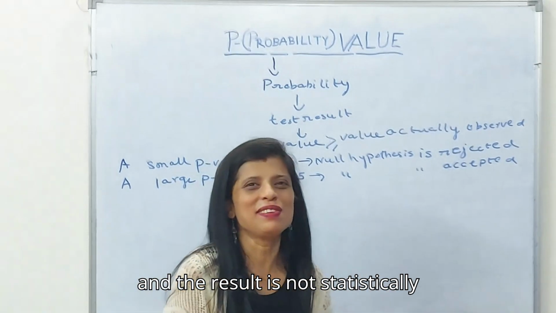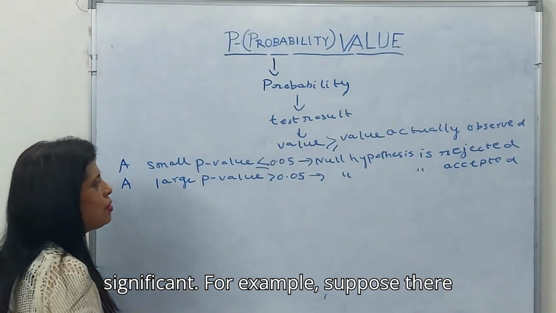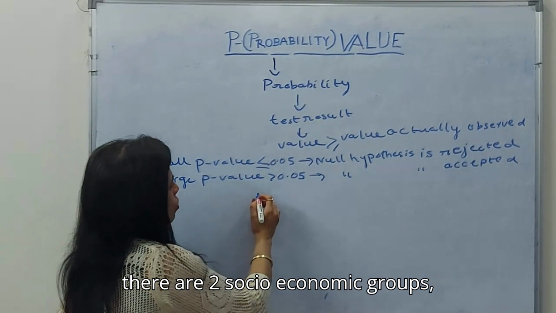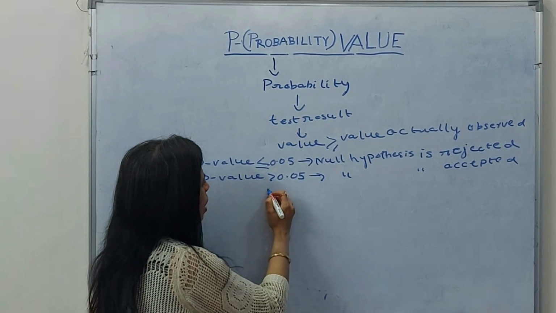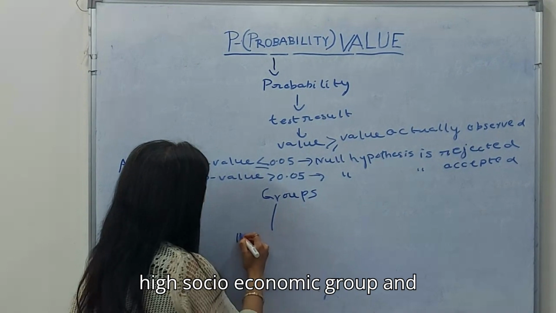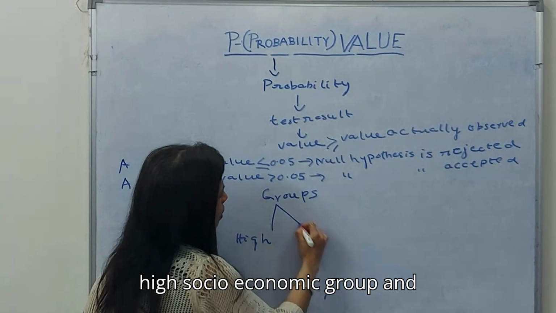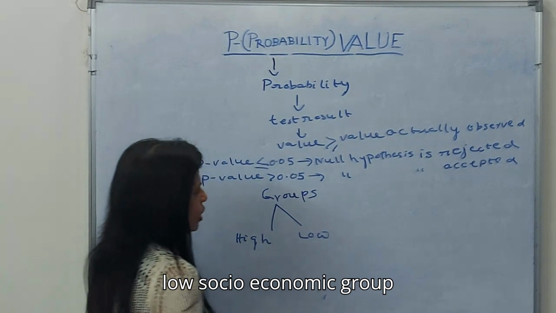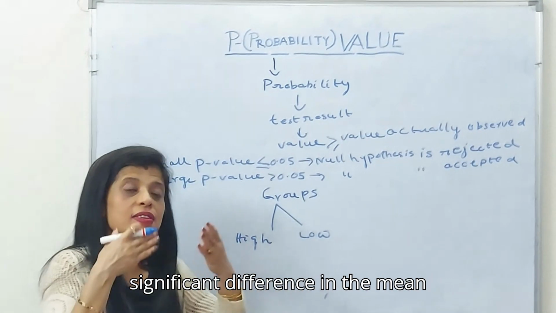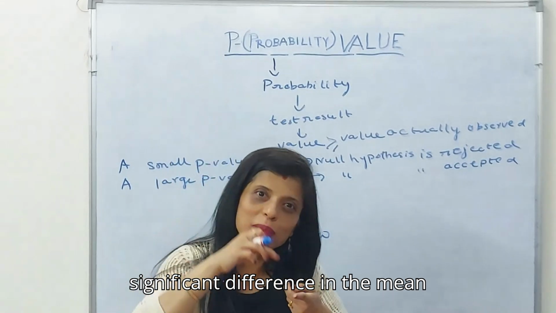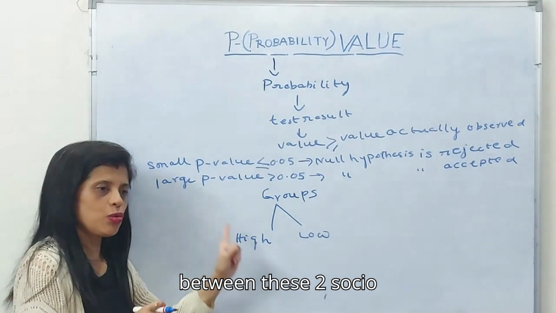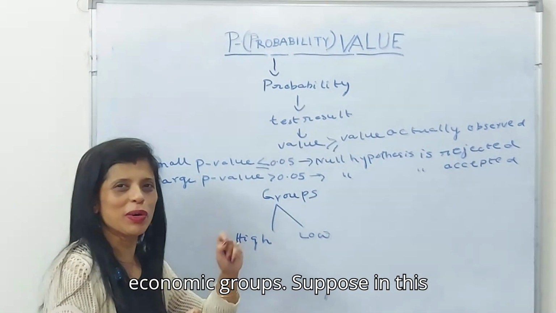not statistically significant. For example, suppose there are two socio-economic groups, a high socio-economic group and a low socio-economic group, and we want to check whether there is a significant difference in the mean values of birth weight between these two socio-economic groups.